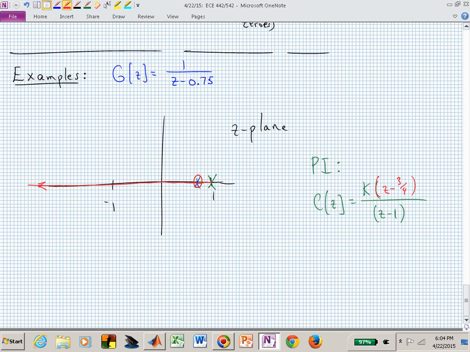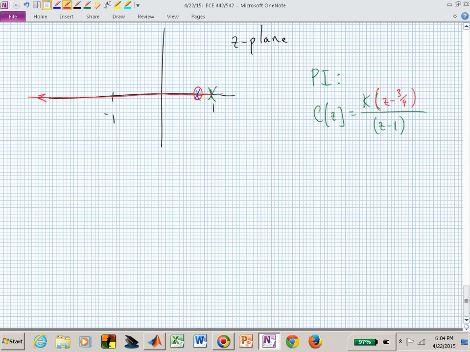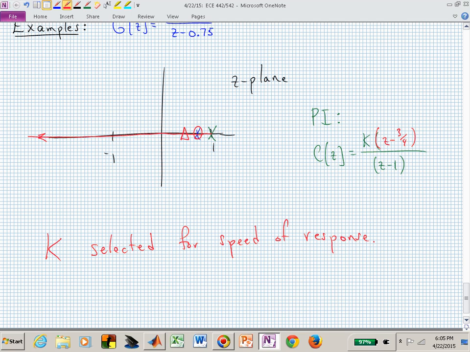And you can do what? You could now select the gain, K, to put your closed loop pole wherever you want it. So K is selected for speed of response. Questions on that PI controller design?